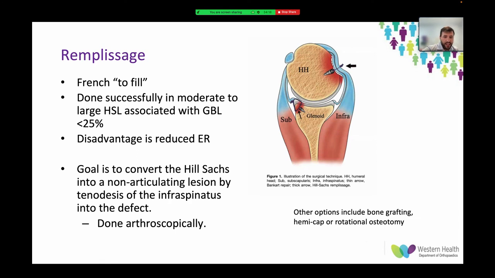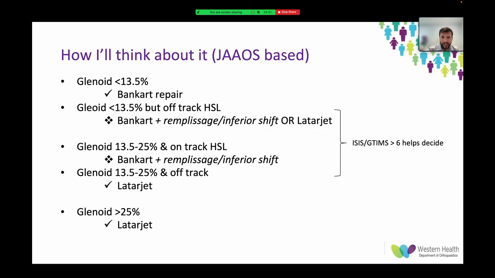Very quickly, Remplissage is French to fill, and what you're doing there is trying to address your Hill-Sachs lesion, and this has been done successfully even with glenoid bone loss approaching that 25% mark. The disadvantage is that you reduce your ER, and really your goal is to convert the Hill-Sachs into a non-articulating lesion by tenodesis of the infraspinatus into the defect, and this can be done arthroscopically. There are other options, including bone grafting, hemicap, or in some cases, you can even do a rotational osteotomy of that humeral head to get the Hill-Sachs further away from where it's engaging.